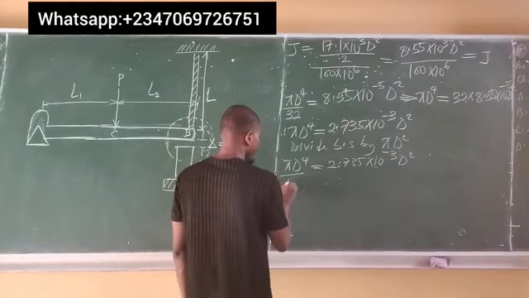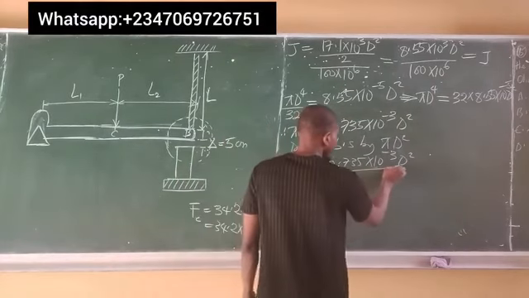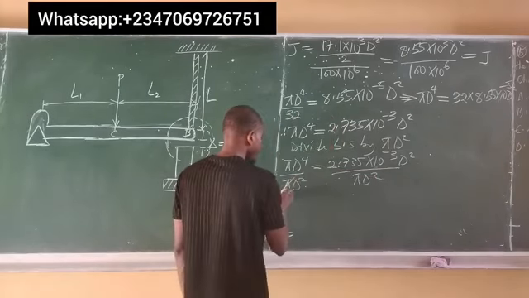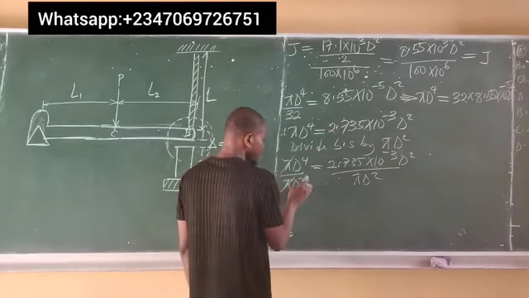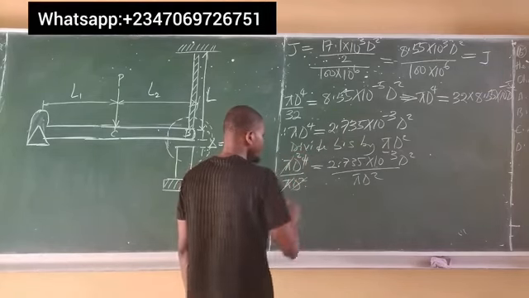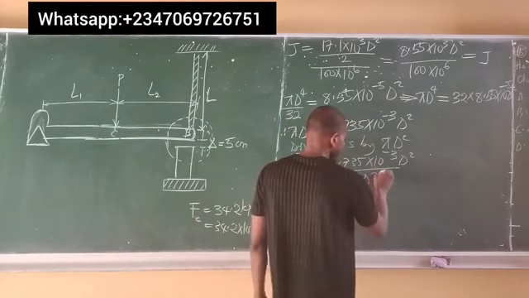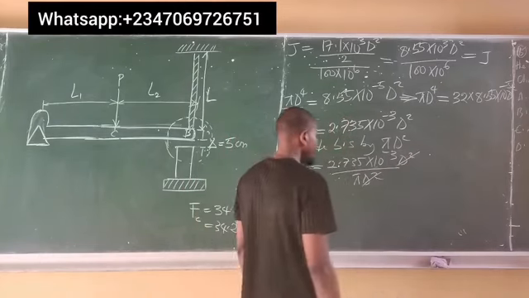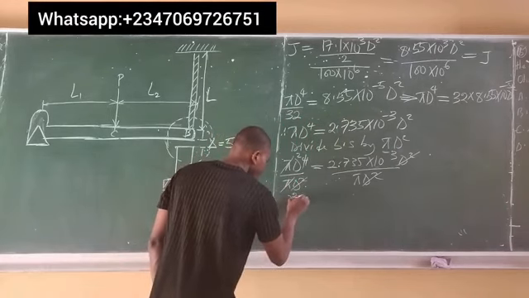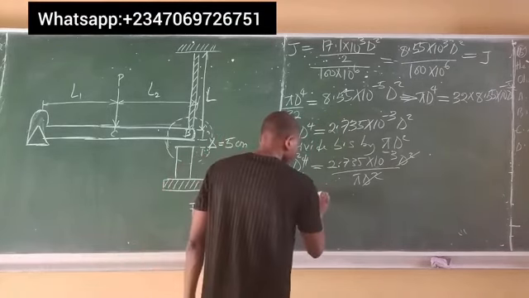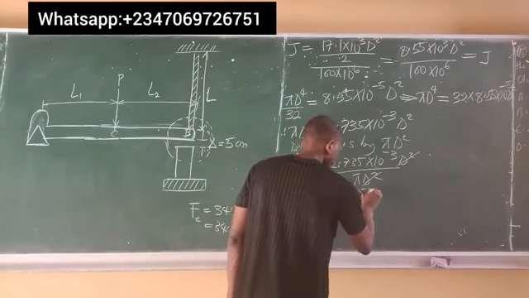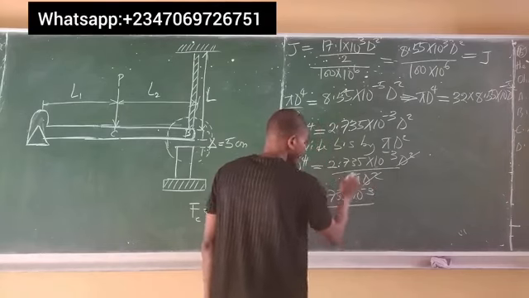So we divide through by pi d squared. You observe that pi cancels pi. Now d to the power of 4 over d squared leaves d squared here, and on the other side d squared cancels d squared. So what I have left is d to the power of 2, and that's equal to 2.735 by 10 to the power of minus 3 all over pi. And pi is what?